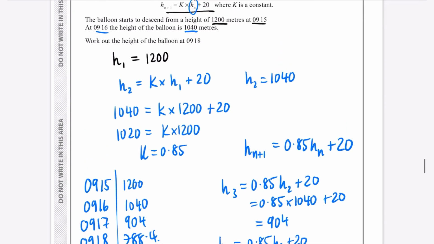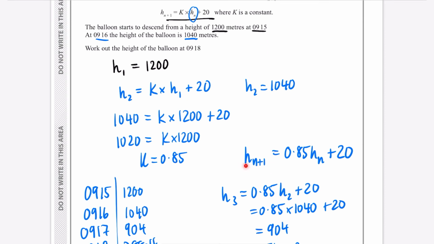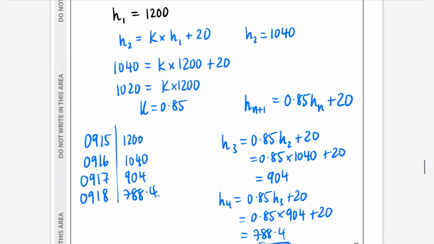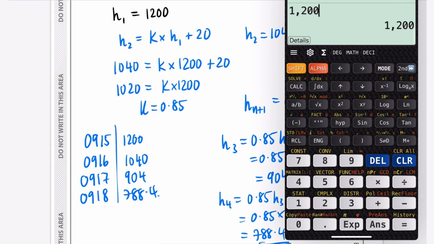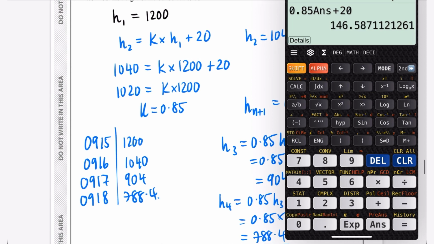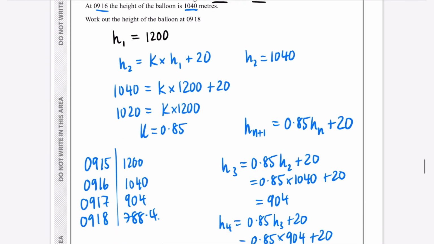Now, if you wanted to do this on your calculator quicker, you can actually just do this formula straight away. So you can input into your calculator the starting number, which is 1200, and then you can just make the formula, which is 0.85 of the answer plus 20. That then gives you the next one. You can just press equals, and then you can press equals again, and it will give you the 904. Then you can press it again, and it gives you the 788.4. That was at 9:18. This would be 9:19, 9:20, 9:21, etc. And you can see what will happen over time is the hot air balloon is going to get lower and lower. At least I think it's a hot air balloon. So I just make this up, a hot air balloon.